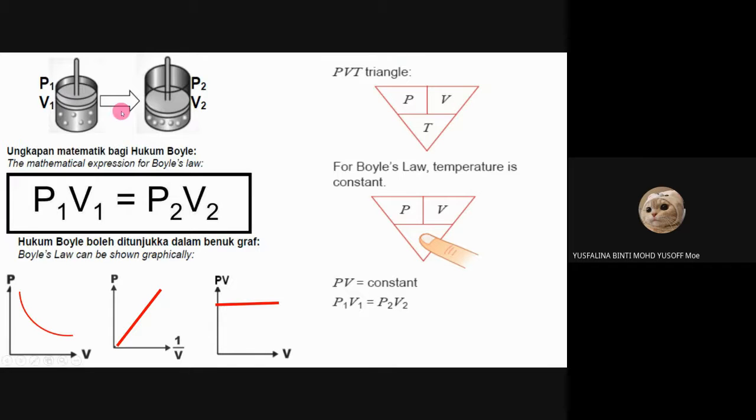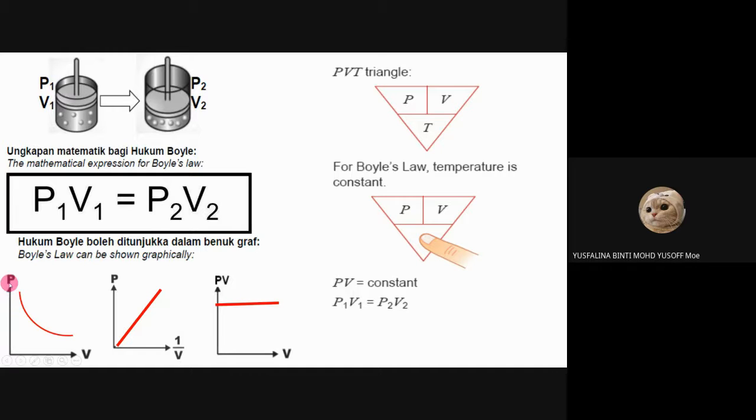Okay, so let's say for the first part, this is the initial condition. Then after that, when I push the piston, it will be a new volume here, right? So both of them are equal: P1 V1 is equals to P2 V2. So this is the formula and this is the graph.